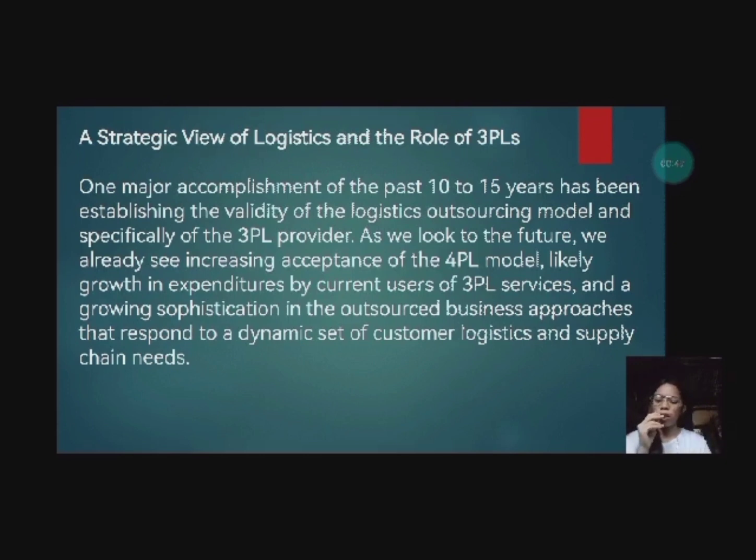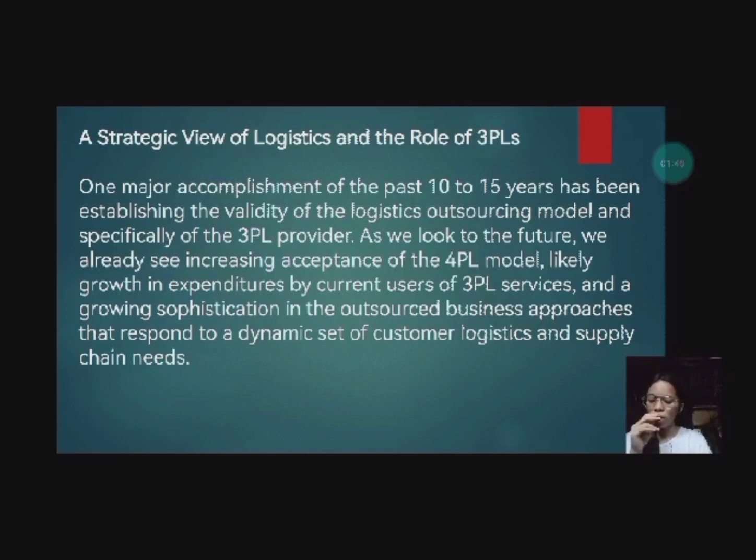So, that is the strategic view of logistics and the role of 3PLs. First is the validity of logistics outsourcing, then the emergence of the 4PL model, increased expenditures by 3PL users, then growing sophistication in outsourced business approaches and response to dynamic customers' logistics and supply chain needs. So as we look to the future, the logistics landscape is expected to witness continued innovation, with 4PL models gaining traction, increased reliance on 3PL services, and a strategic shift towards more sophisticated approaches to meet the evolving demands of customers' logistics and supply chains.